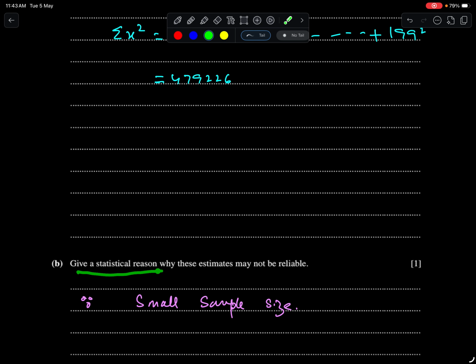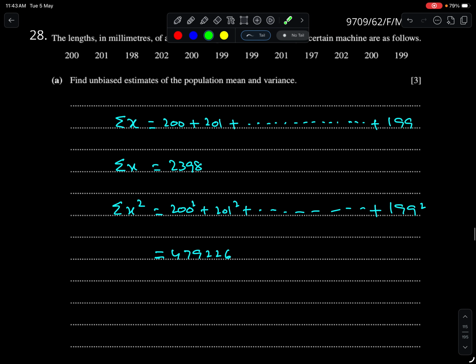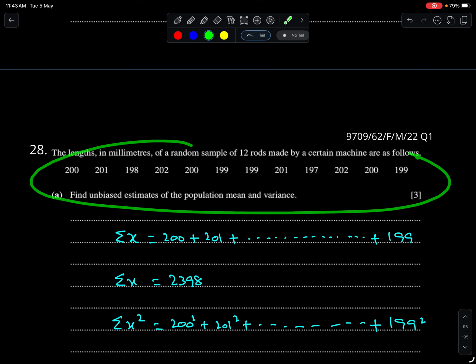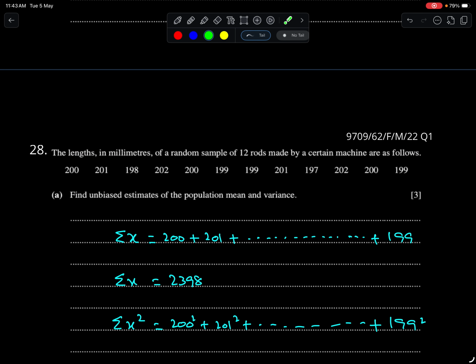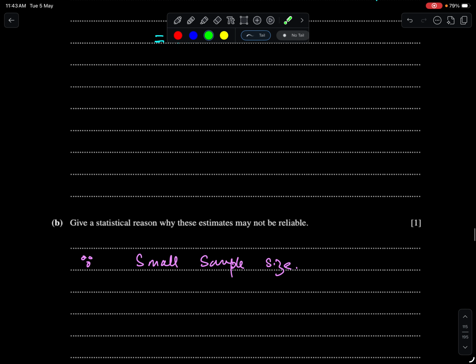Give a statistical reason why these estimates may not be reliable. When the sample size is small, the information is not precise or reliable, because the size of the sample is small.